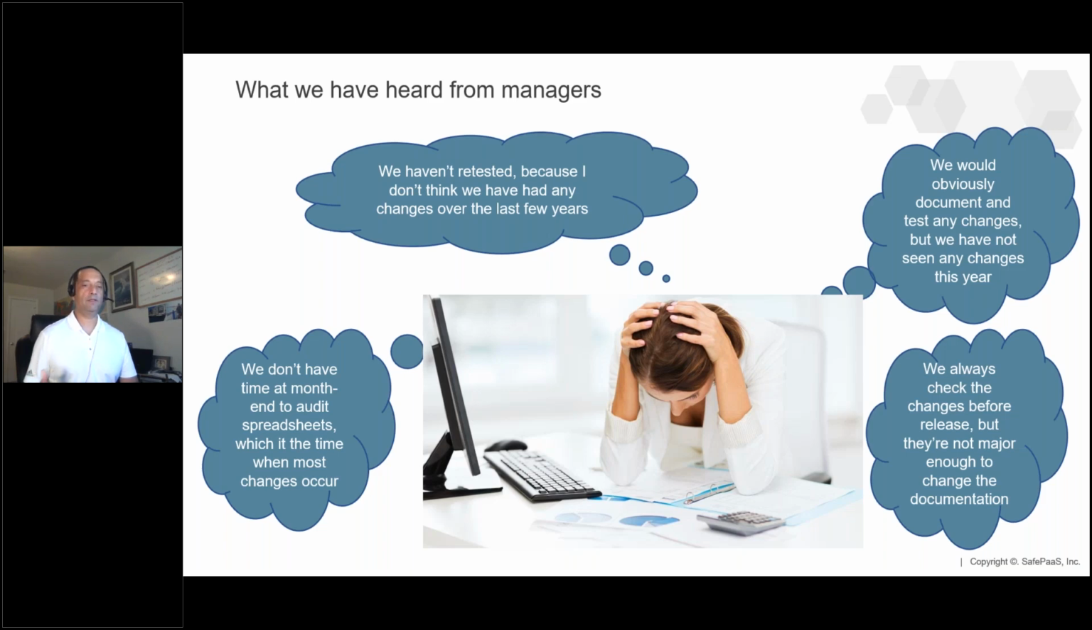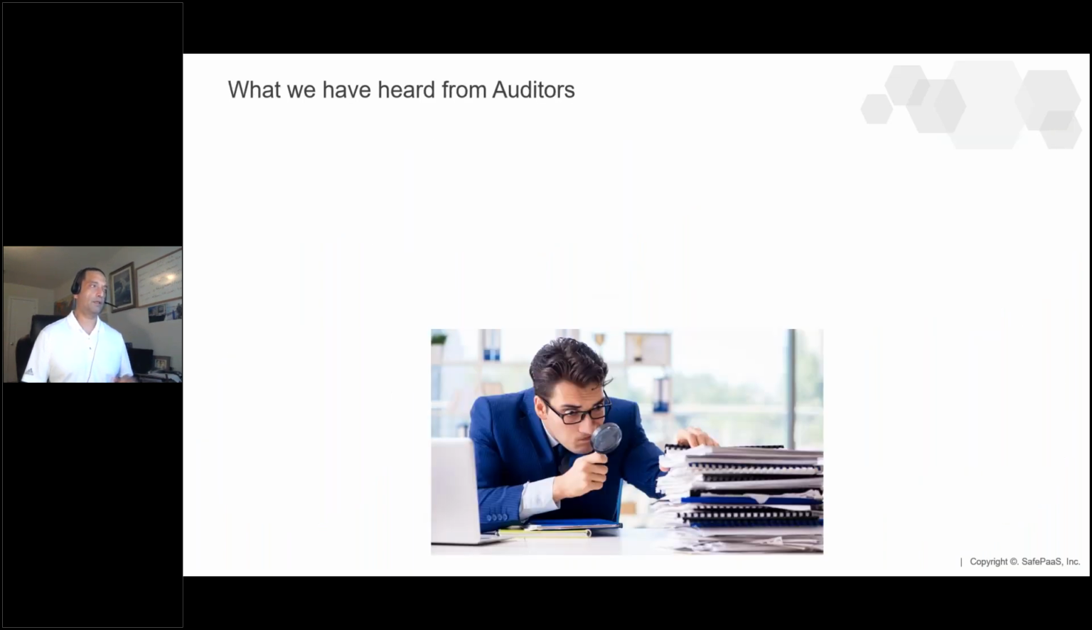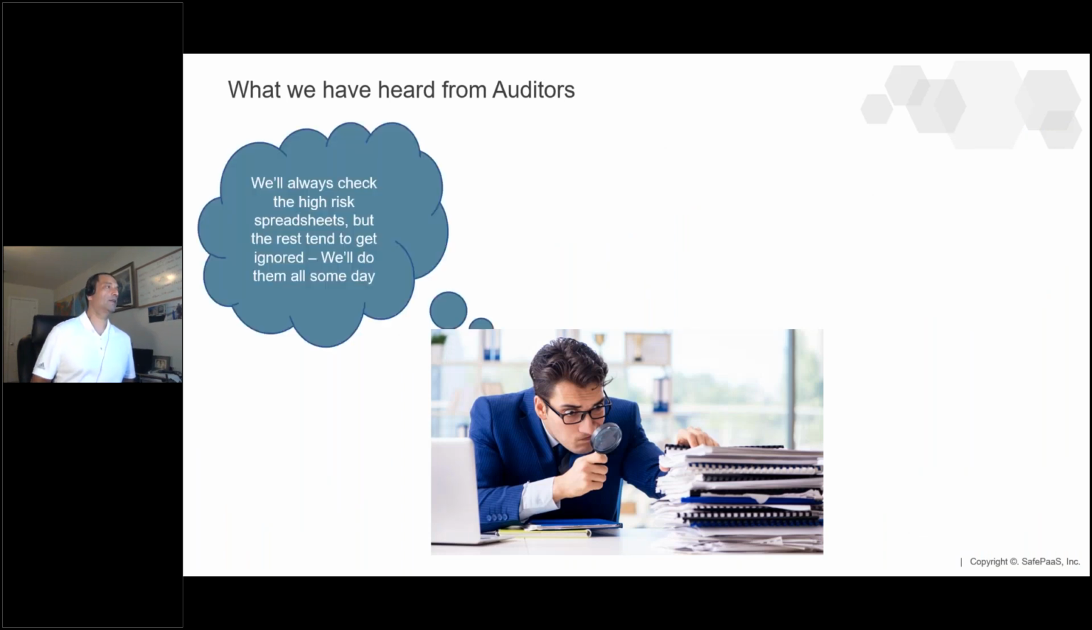Because we may have an impact. A lot of minors add up to a major. So that's the frustration from the managers that are using spreadsheets and supporting those financial close processes, like I said, or other processes like procure to pay, order to cash. And then we're talking to the auditors, the folks that review these spreadsheets, and here's what they're telling us.